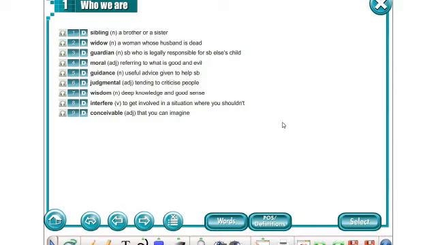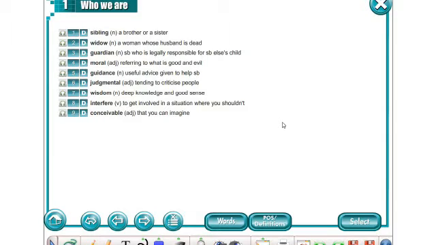Sibling is a brother or sister. Widow is a woman whose husband is dead, and if he is a man whose wife is dead, then he is a widower. Guardian is someone who is legally responsible for somebody else's child, for his education, for his behavior, bringing him up, and so on. Moral is a word that refers to the good things. When we have good ethics and good beliefs, then this is moral.